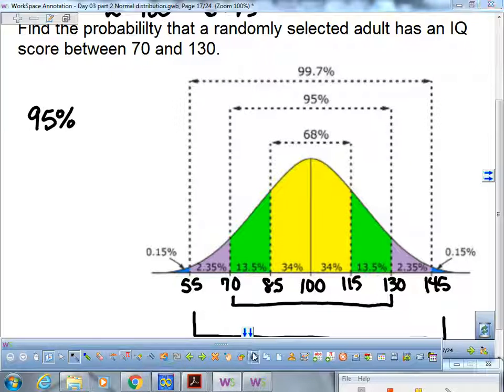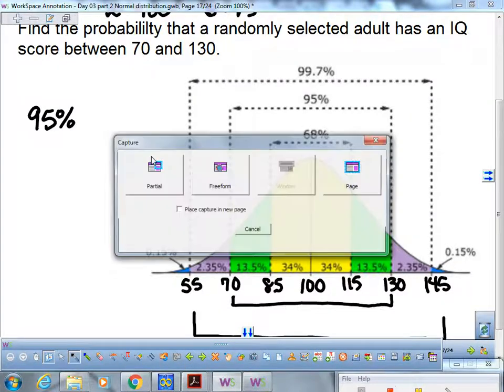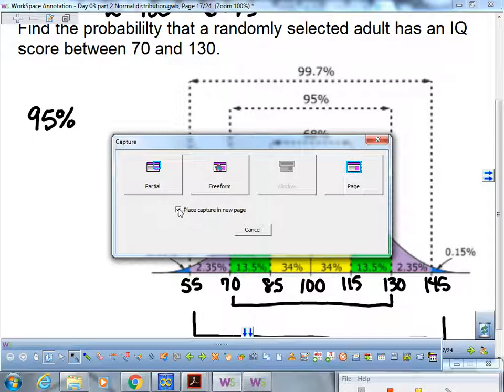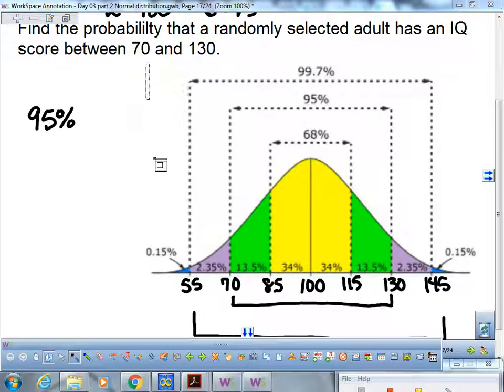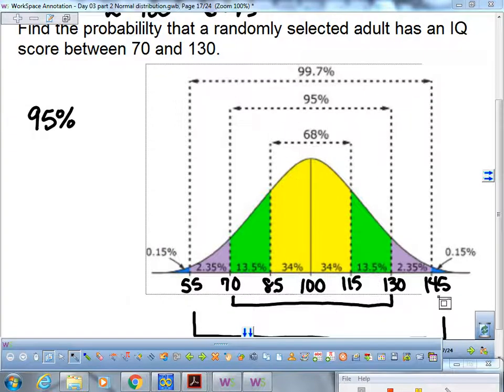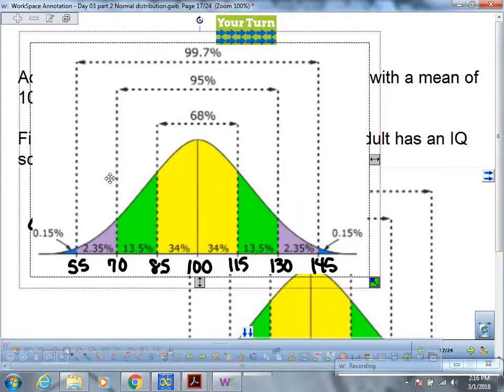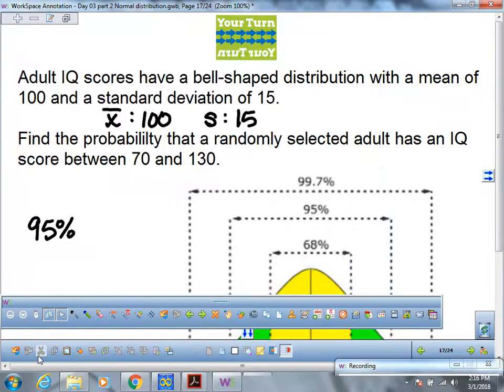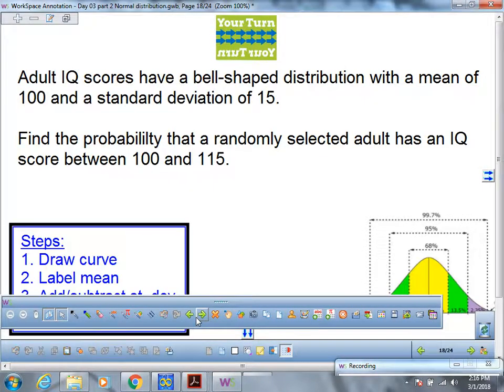Where's my camera? Right here. I'm going to take a picture of this because now that I have it, I'm going to use it for all the problems that have to do with IQ. So cut that. Let's do another one.